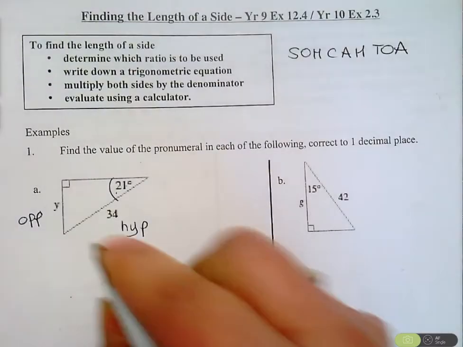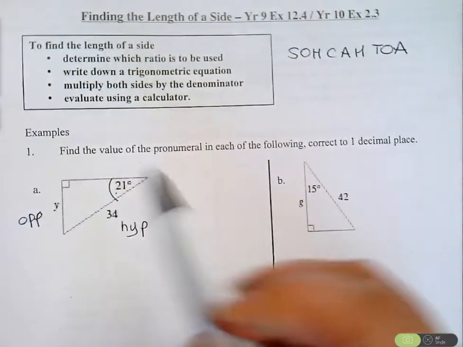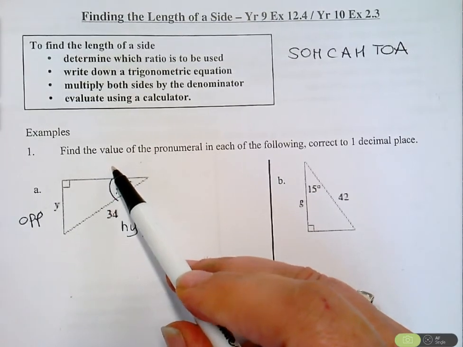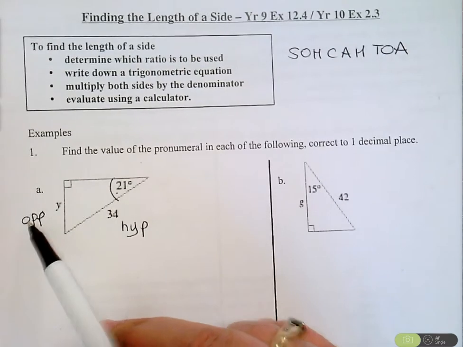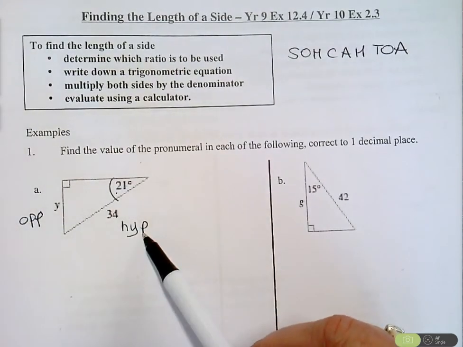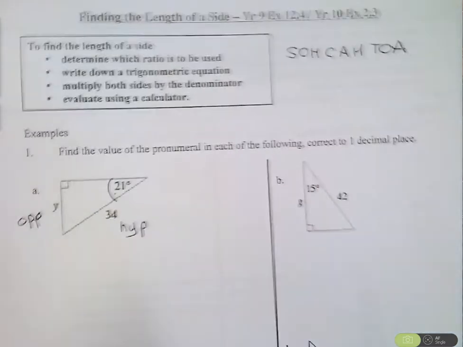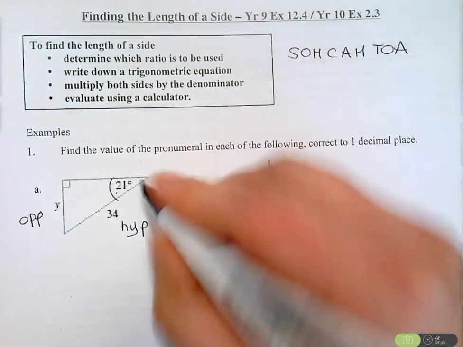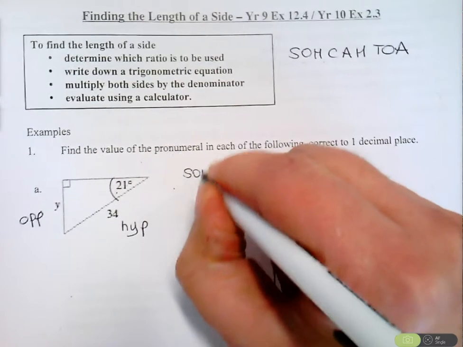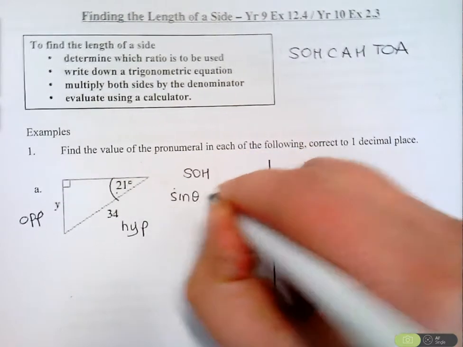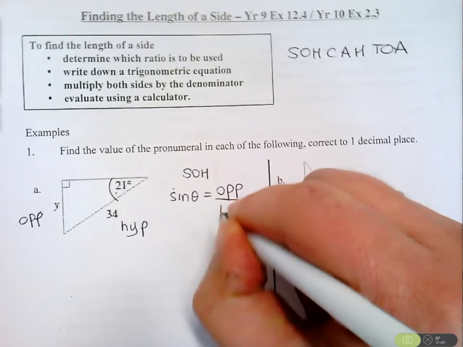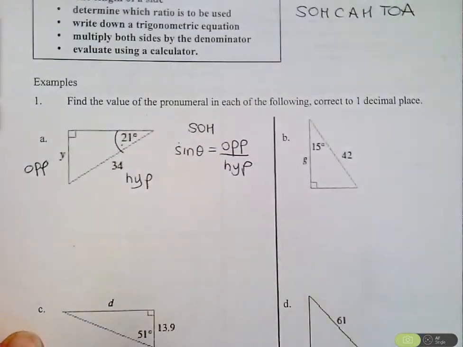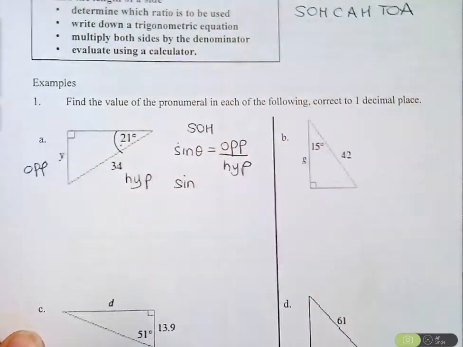Sine. Because there's nothing on the adjacent side, we don't use the ratio with A in it. Here we're using the ratio with opposite and hypotenuse. Does that make sense? So don't label the blank side. It's SOH, which means sine theta, write the rule, is opposite over hypotenuse. That's what the rule means.